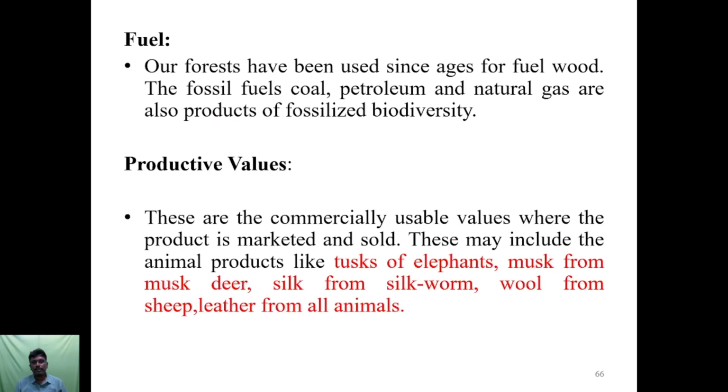Fuel. Our forests have been used since ages for fuel wood. The fossil fuels, coal, petroleum and natural gas are also products of fossilized biodiversity. Productive values. These are the commercially usable values where the product is marketed and sold. They may include animal products like tusks of elephants, musk from musk deer, silk from silkworm, wool from sheep, leather from animals.